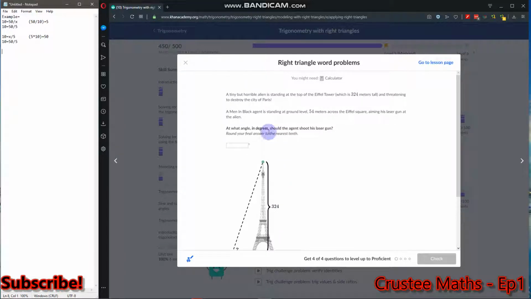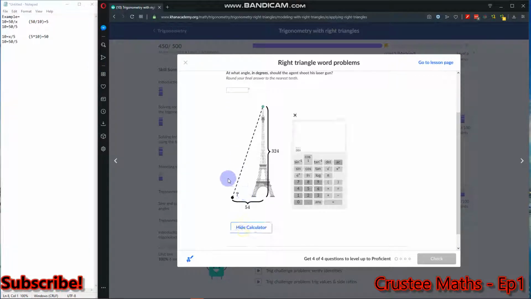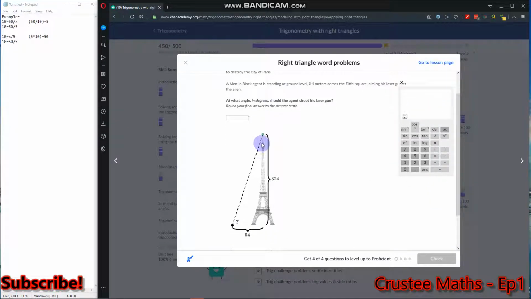Okay, so let's start. A tiny but horrible alien is standing on the top of the Eiffel Tower, which is 324 meters tall, and threatening to destroy the city of Paris. A Man in Black agent, standing at ground level, 54 meters across the Eiffel Square, is aiming his laser gun at the alien. At what angle in degrees should the agent shoot his laser gun? It's going to be very handy to have a calculator with you. So let's start.